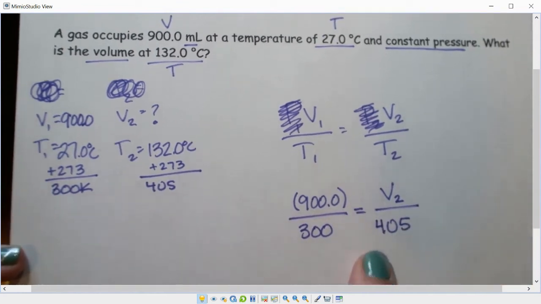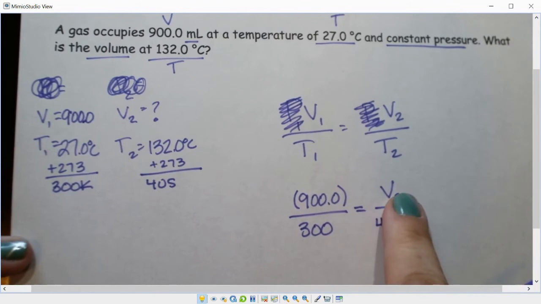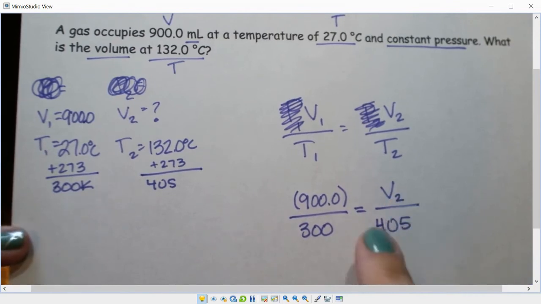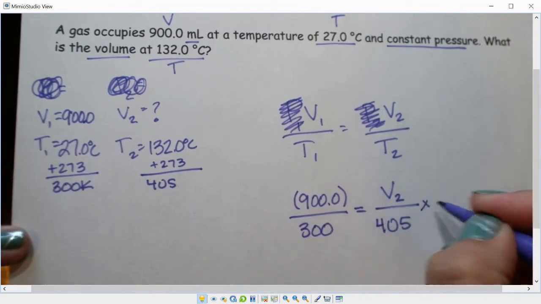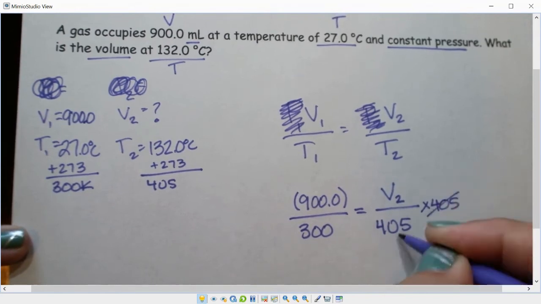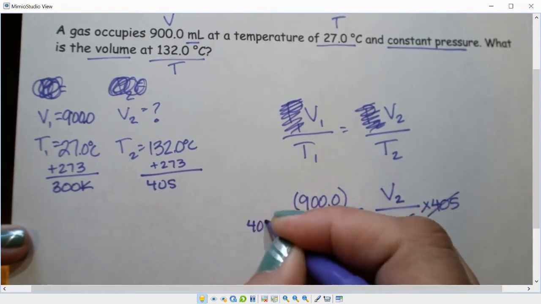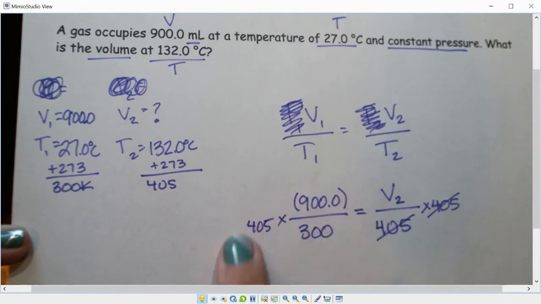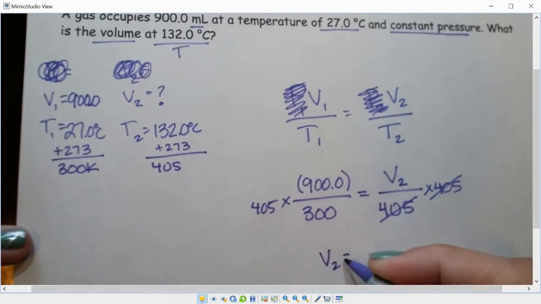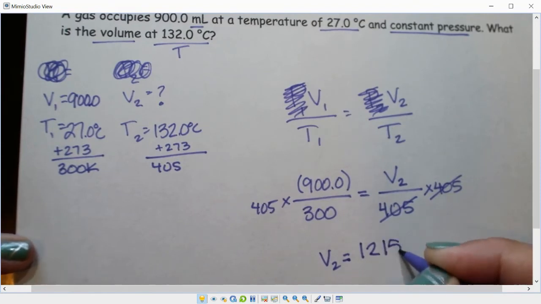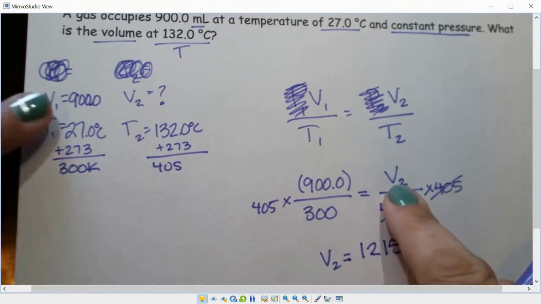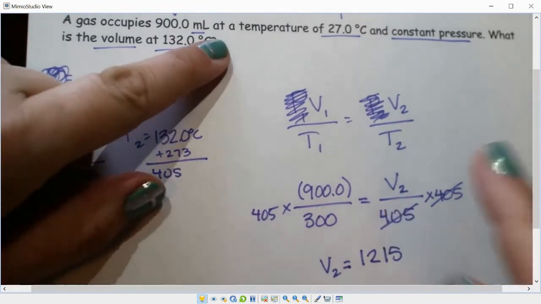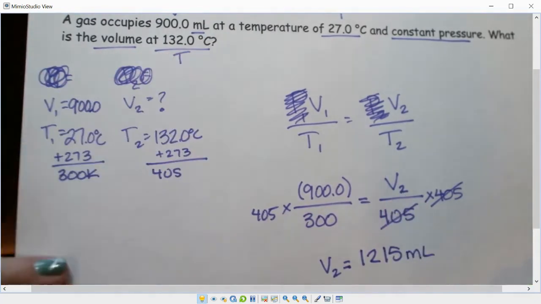And then again, I algebraically manipulate this to get V2 by itself. To get 405 onto this other side, I'm going to multiply both sides by 405. Then plug this into your calculator and you find V2 equals 1,215. And since we were solving for volume and our original unit of volume was milliliters, that is what we find here.